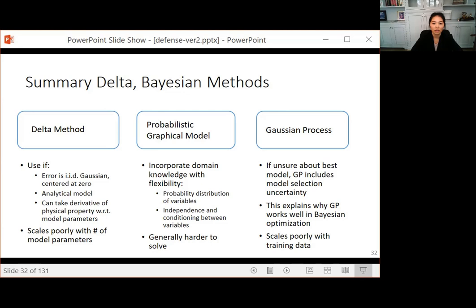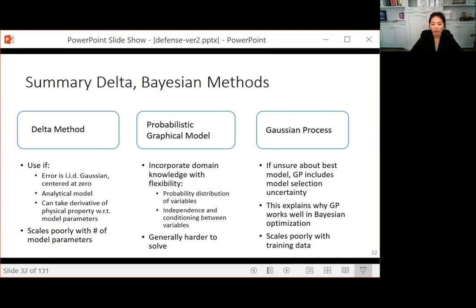So if you think that one of your model variables is coming from a different distribution, like a Poisson or Bernoulli, you can incorporate that knowledge. And then you can also incorporate knowledge about the independence and the conditioning between the variables in your model. And the downside is that it's generally harder to solve.